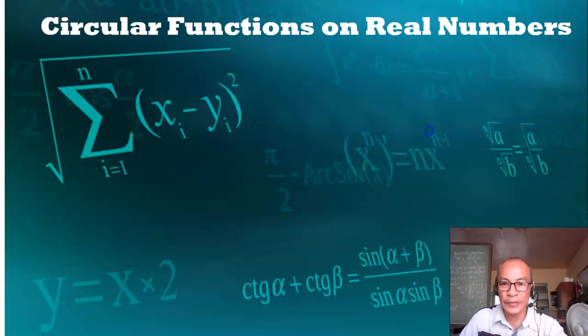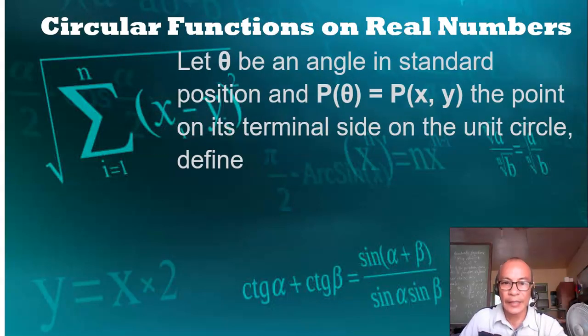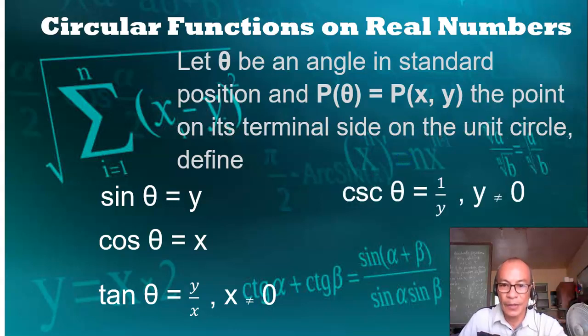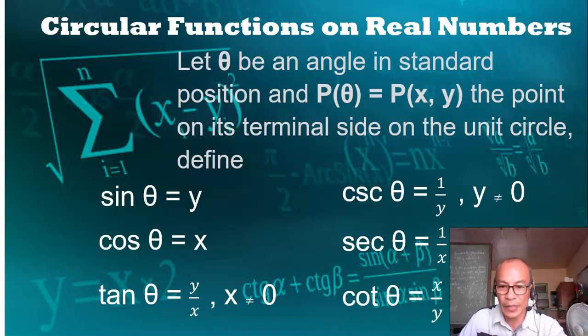Now, the circular functions on real numbers. Let theta be an angle in standard position, and P of theta is equal to P of (x, y), the point on its terminal side on the unit circle. So we now define sine theta is equal to y, cosine theta is equal to x, tangent theta is equal to y over x, with x not equal to 0, cosecant theta is equal to 1 over y, y is not equal to 0, secant theta is equal to 1 over x, x should not be equal to 0, and cotangent theta is equal to x over y, y is not equal to 0.